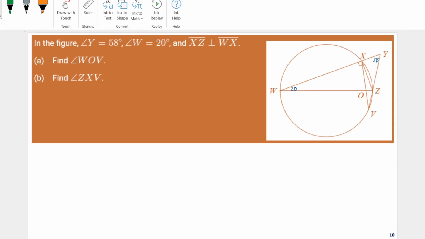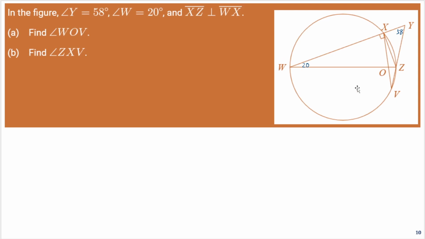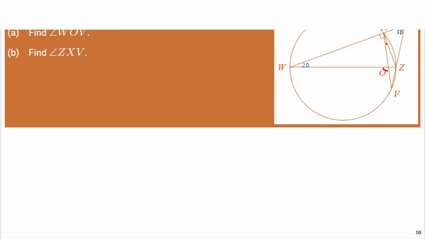So angle V is this angle here. Oh, sorry. Angle WOV is this angle here. VXV is the angle here. Find these two angles.